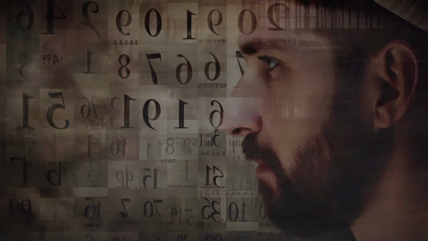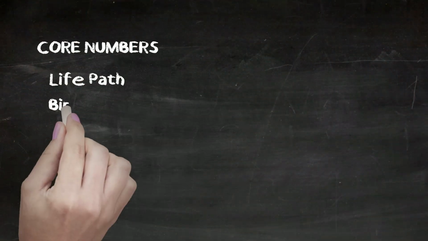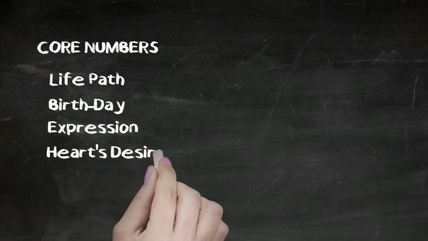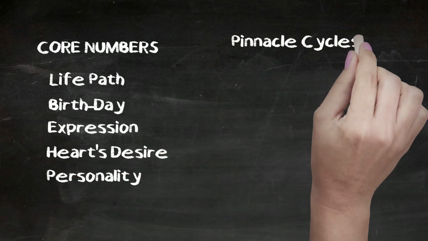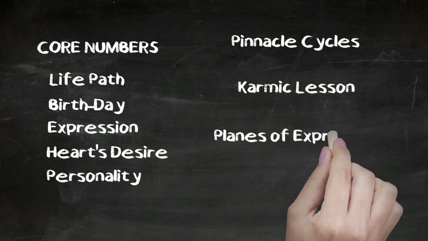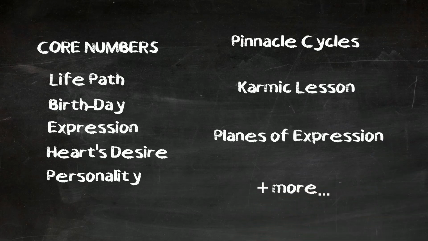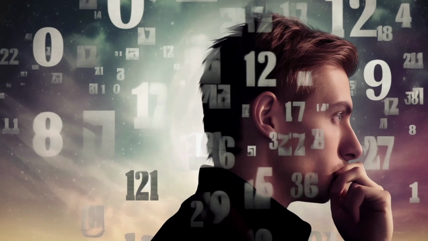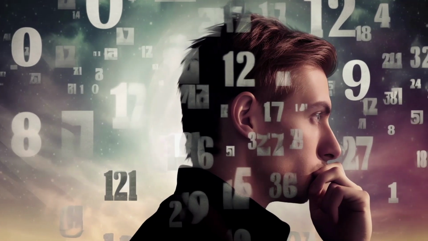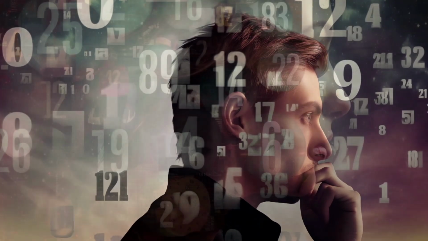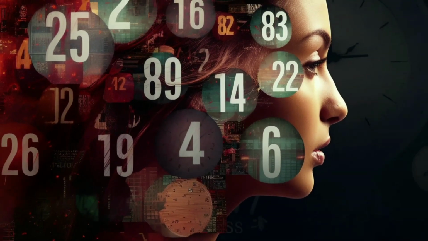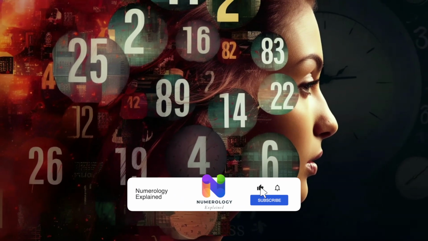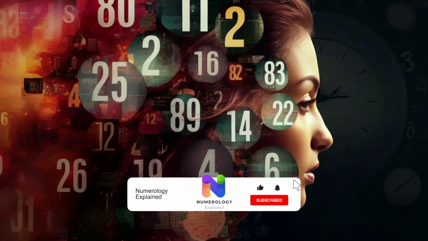This is part 1 of a series which will show you how all the numbers are derived, including the 5 core numbers, the pinnacle cycles, the karmic lesson, the planes of expression, and more. Not only will I show you how to do the calculations, but more importantly, we'll be delving into how to interpret them. Keep watching, and by the time you've finished, you'll be able to carry out a complete numerology reading just like a professional numerologist.